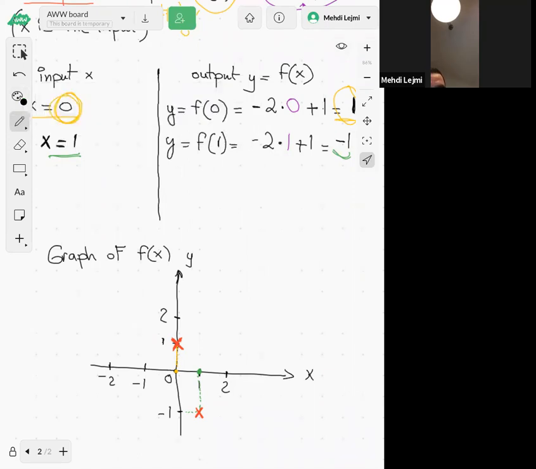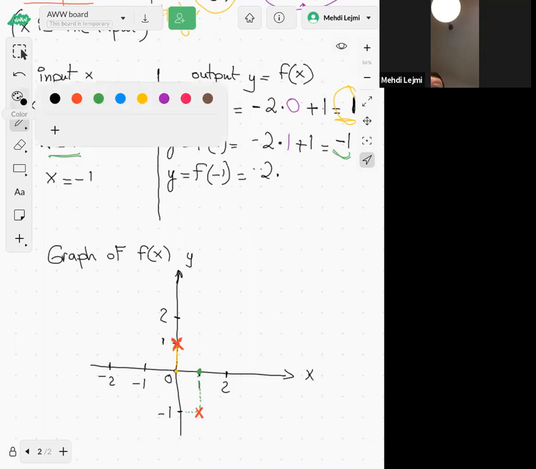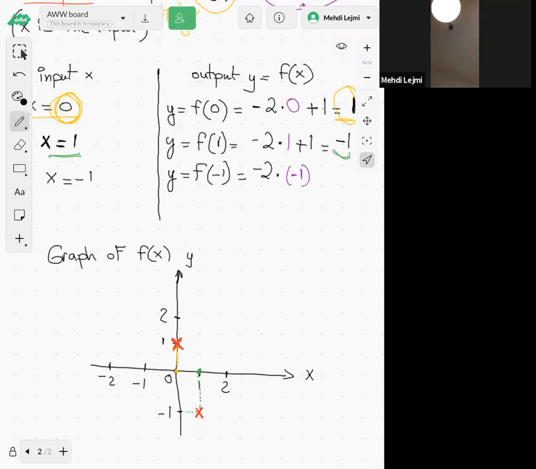Okay. Let's take another point. Let's say x is -1. Then y, which is f of -1, is equal to -2 times... be careful, guys, this is a negative number. As I said yesterday, my advice is to use parentheses whenever you have a negative number. So this is -2 times (-1), and then plus 1. So -2 times -1, negative times negative, is +2, and plus 1 will be +3.